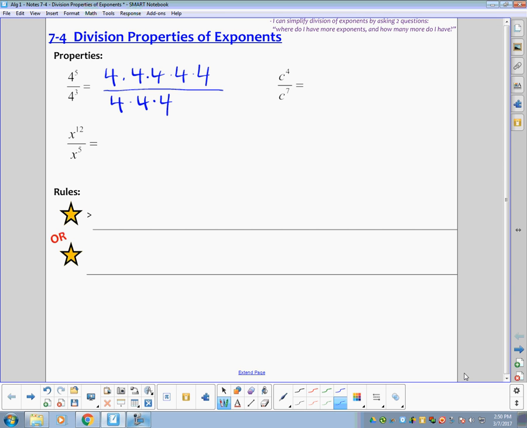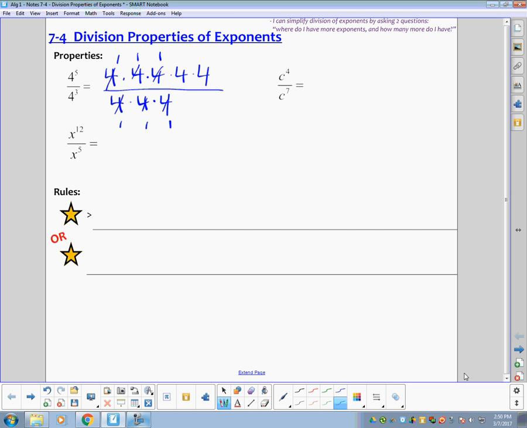Each time I have a 4 over 4, what does that equal? What's 4 divided by 4? So that's 1. That's 1. That's 1. Okay, it's not going to equal 1 though. Don't add them. You multiply them.